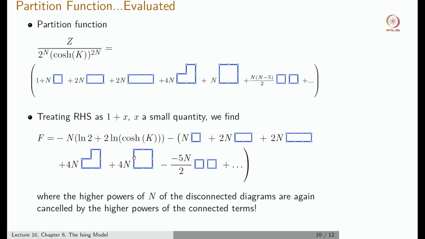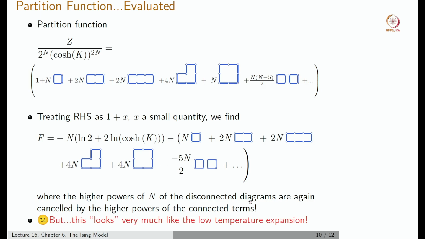Disconnected terms of higher power in n will be cancelled by powers of connected terms of lower order. That phenomenon will continue to occur even in this expansion, and you will end up getting a correctly extensive free energy, right? So higher powers of n in disconnected diagrams will be cancelled by higher powers of connected terms.